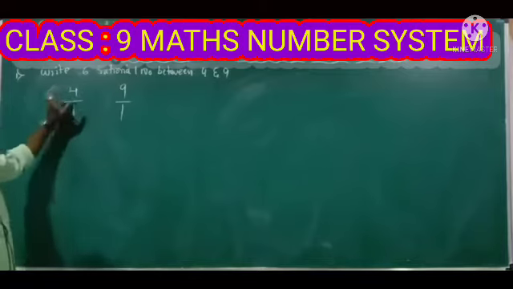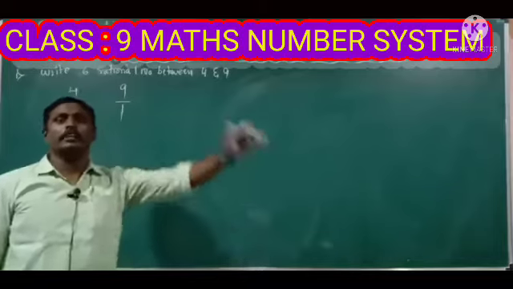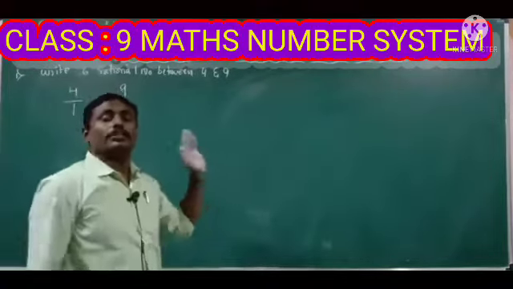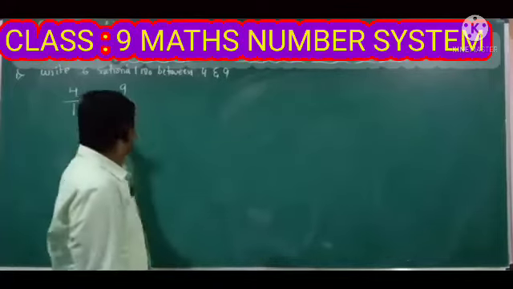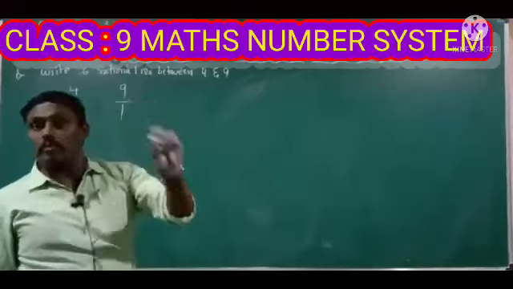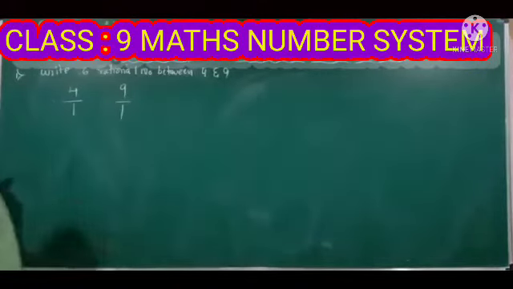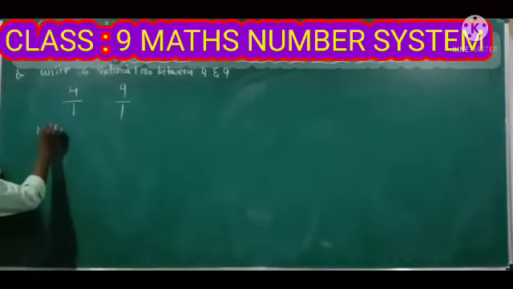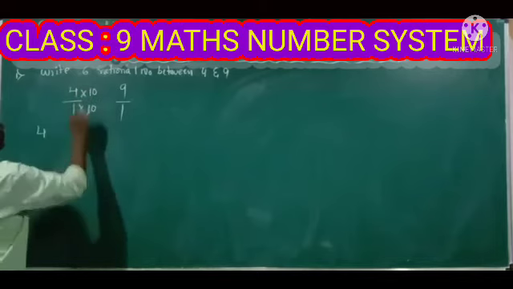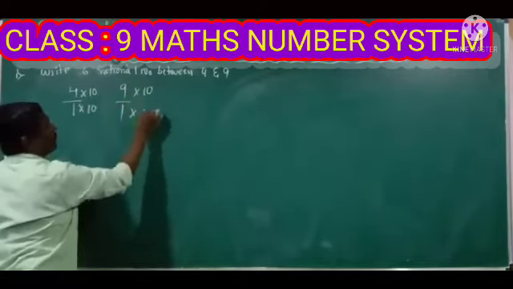Now, for these values you need to multiply the same number. Either you can multiply 100 or 1000 or 10 or 10,000, but you should multiply the same number for these two fractions, for both the numerator as well as the denominator. Here I am multiplying 10 for the first fraction, and the same number I am multiplying for the second fraction.